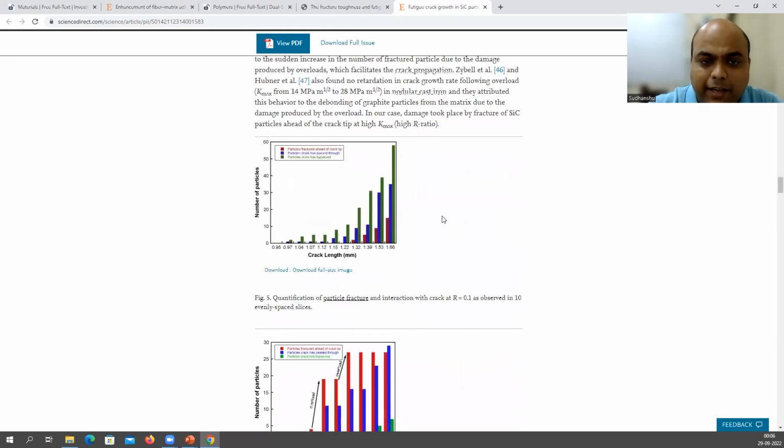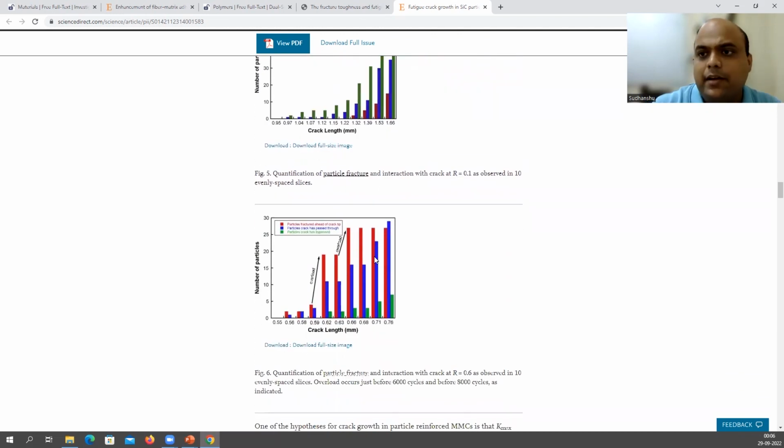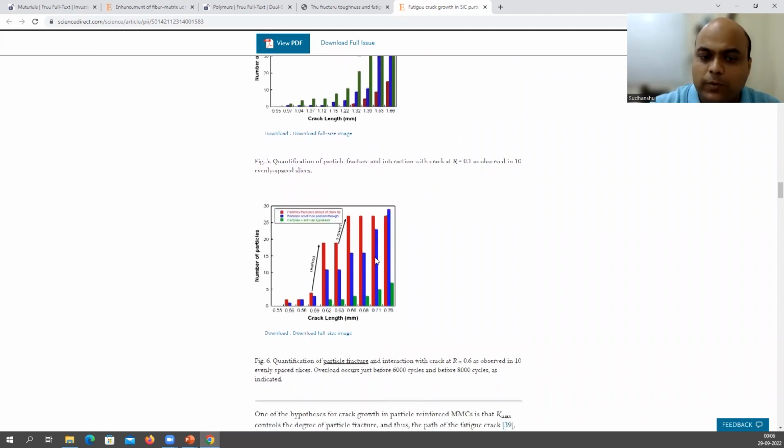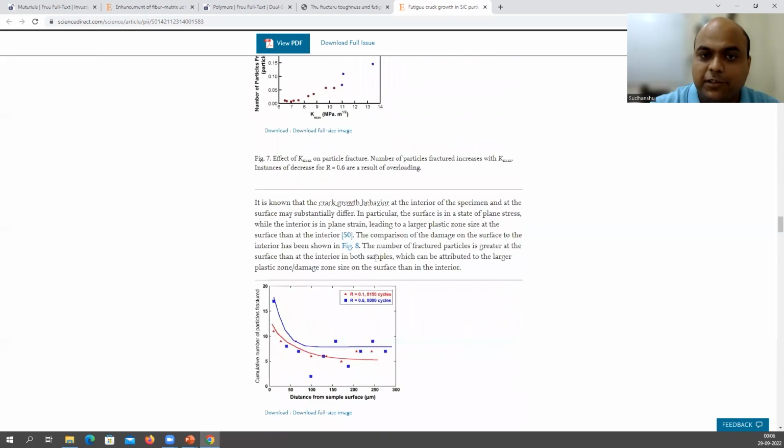And then we also quantified the number of particles with respect to crack length. As crack length is increasing, Kmax is increasing, the number of particles fractured is also increasing, right? And the number of particles is going to be higher at R equal to 0.6 as compared to R equal to 0.1. That is what we discussed.